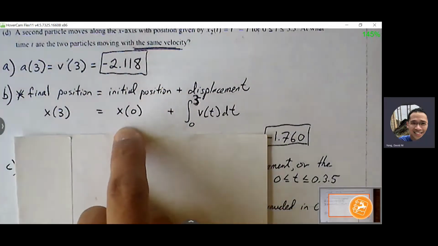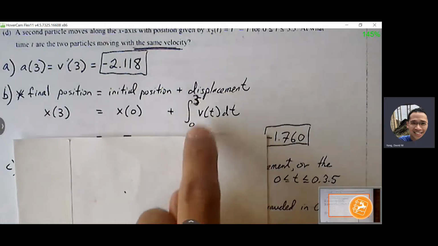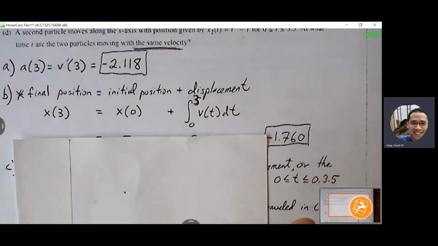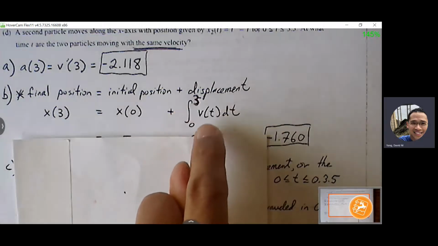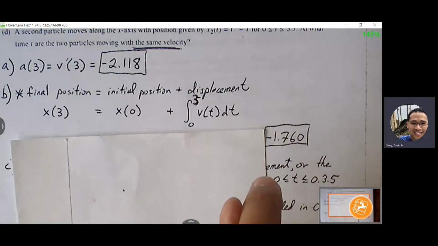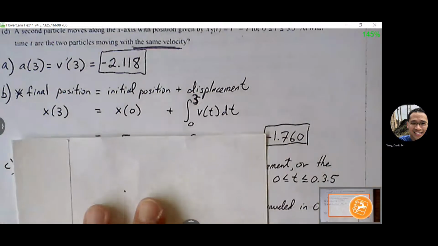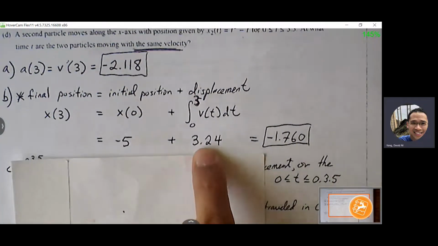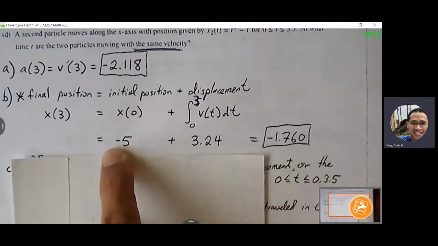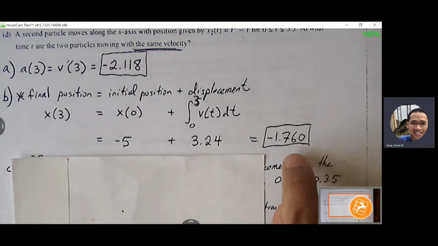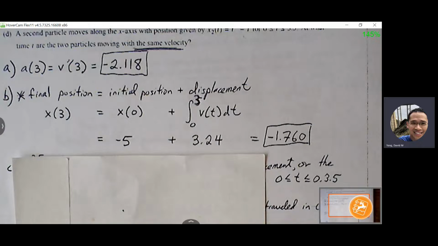So in this case, x of 3 equals x of 0 plus displacement. How much displacement, distance do I cover in that 3-second interval? And make the calculator find that for us. Okay, math 9, definite integral from 0 to 3. So this is the progress that's made. I'm starting at -5, but then I'm able to move forward 3 units. I'm going to end up at negative 1.760.